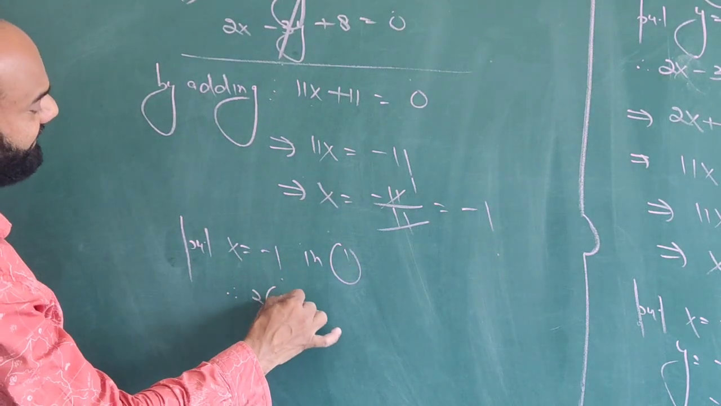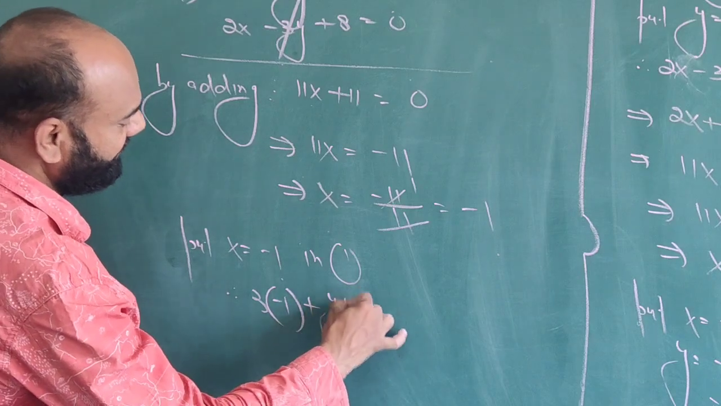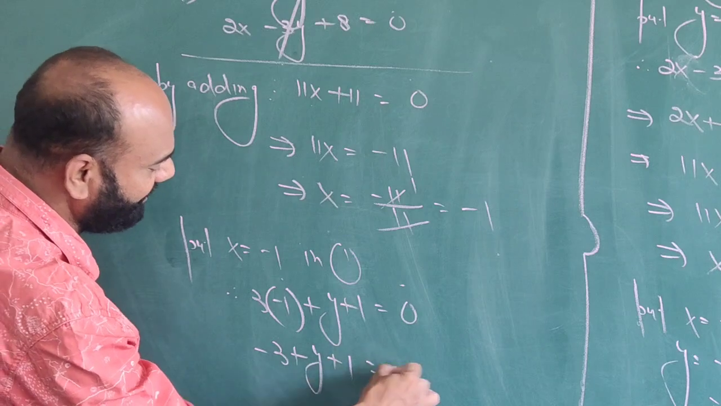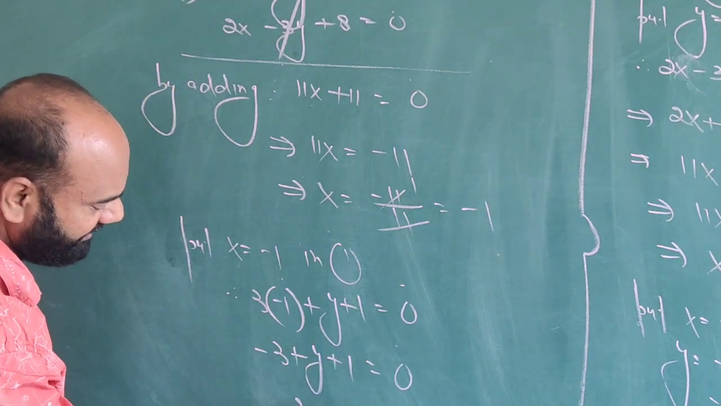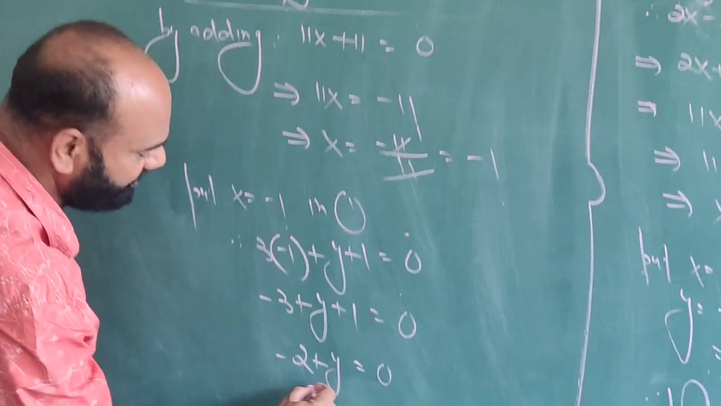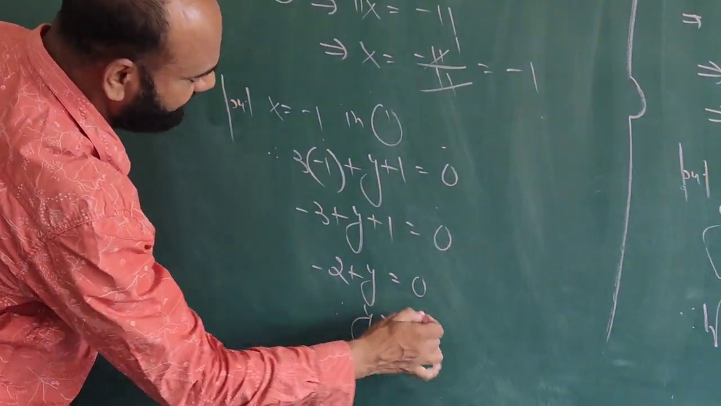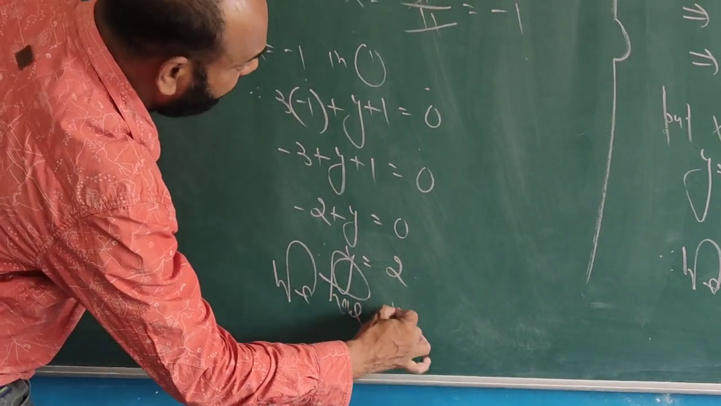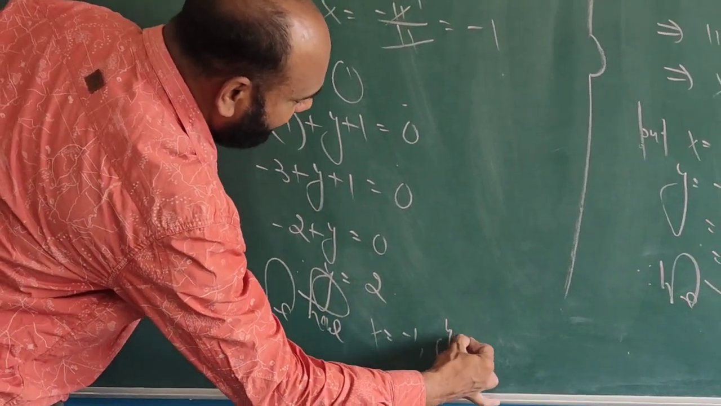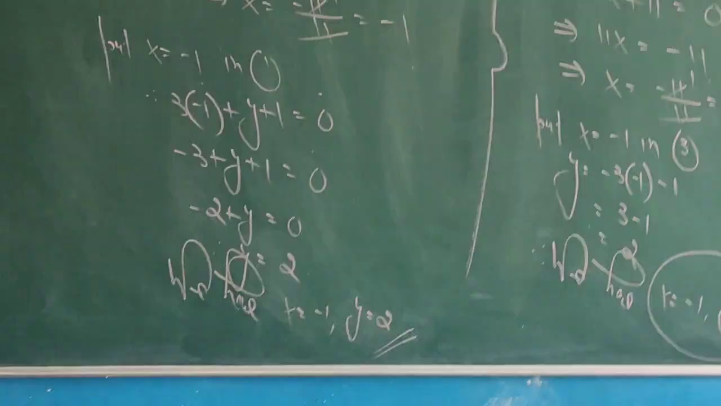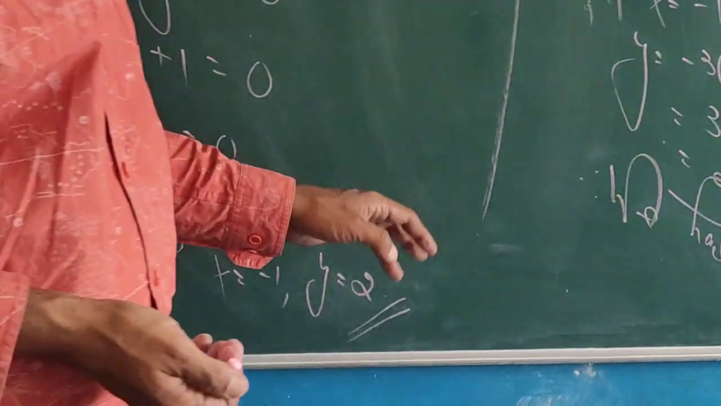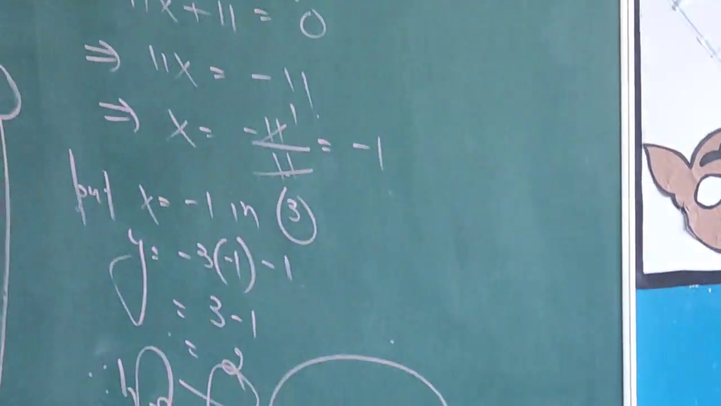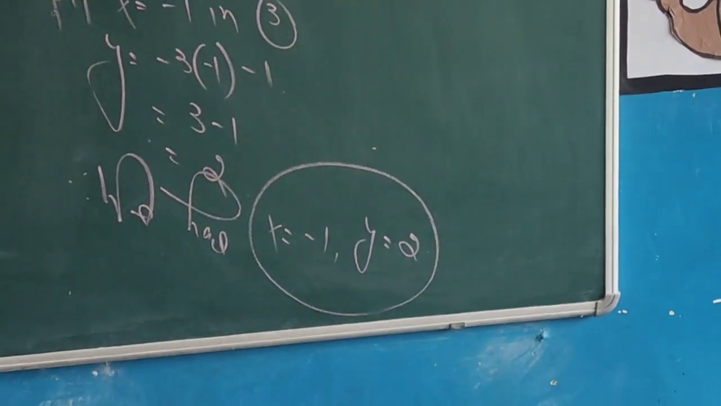Therefore 3x plus y plus 1 is equal to 0, so minus 3 plus y plus 1 equal to 0. Minus 3 plus 1 is minus 2, plus y is equal to 0. Therefore y equal to plus 2. So we have x equal to minus 1 and y equal to 2. And we also check here that the value of x and y is the same as what we see from the elimination method as well as the graphical method.